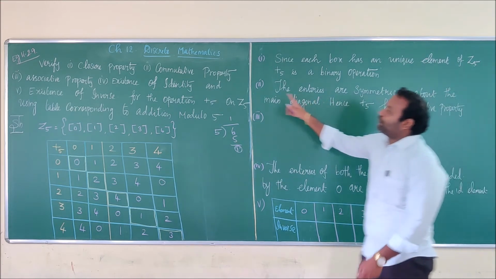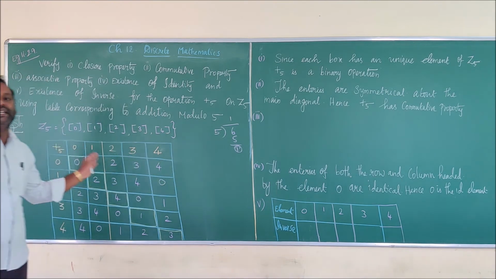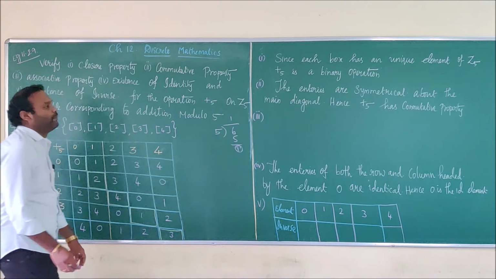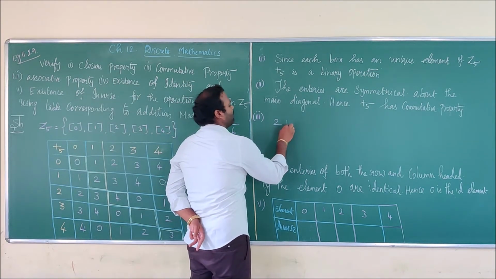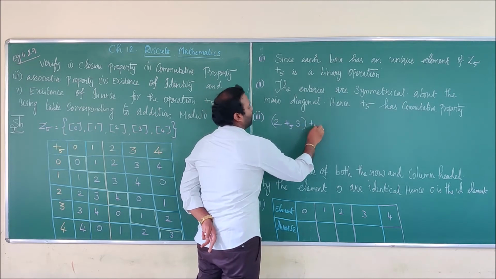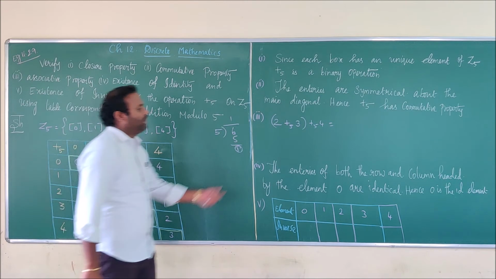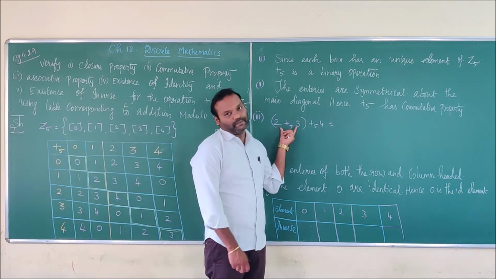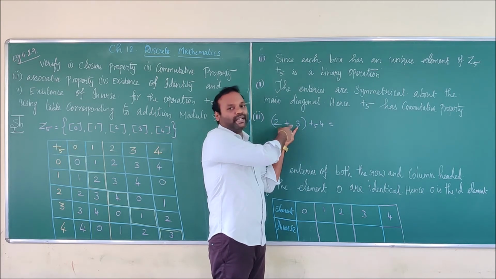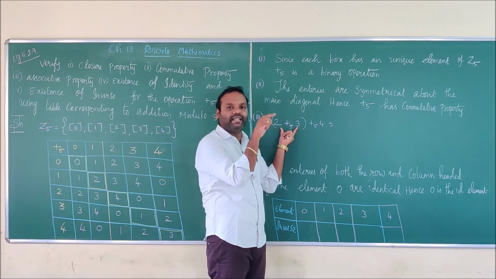Next one, we are going to verify the associative property. If you want to verify the associative property, you have to take 3 numbers and check it. Let me take the 3 numbers: 2 plus 5 3 plus 5 4, under addition modulo 5. You have to find the answer for this. What is the answer? 2 plus 3 is 5. 5 divided by 5, the remainder is 0.